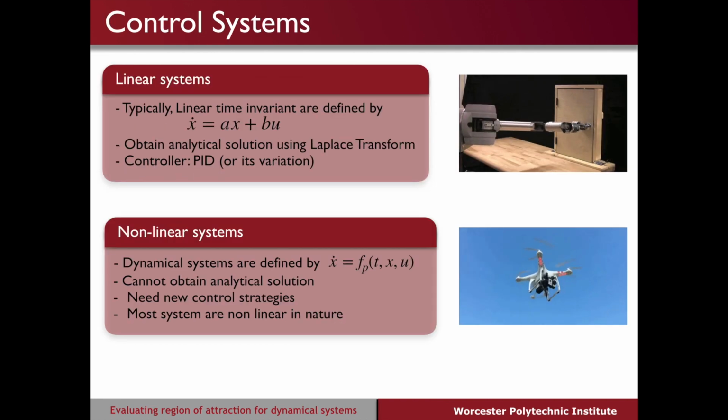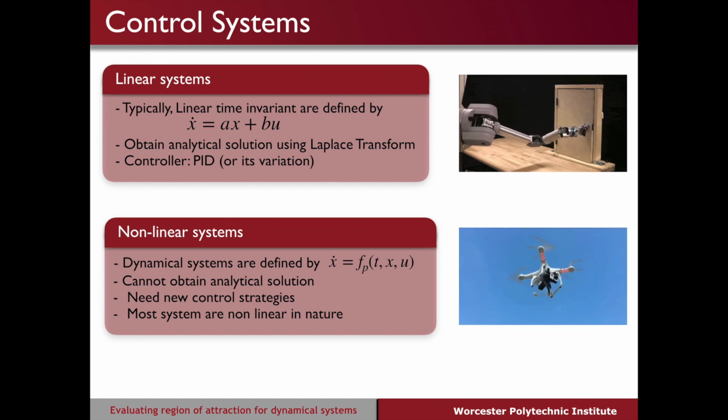The control system is broadly classified as linear and nonlinear systems. Linear systems are systems in which input and output are linearly dependent and can be expressed in the form x dot is equal to ax plus bu. These systems can be solved using analytical method by either using Laplace transform or by finding transfer function of the system to get solution. Such systems always have a valid and a global solution, and we can employ a controller like PID or PD for such systems.